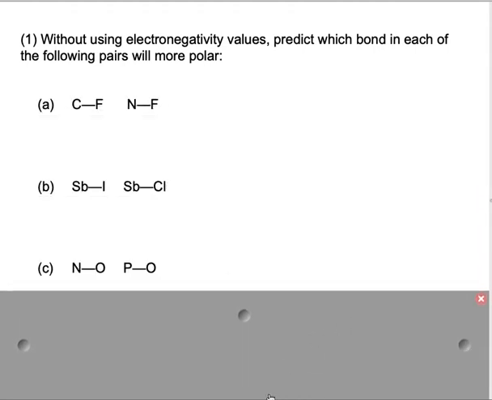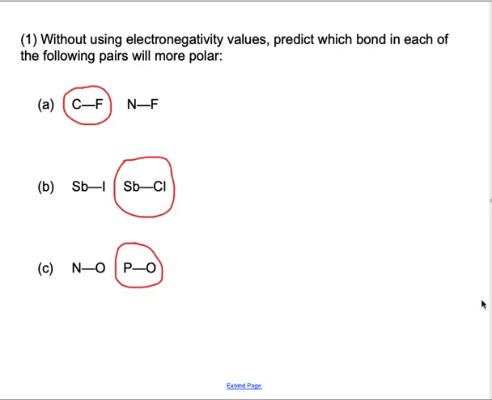Well, carbon and fluorine are further apart in the second period than nitrogen and fluorine, which means there will be a greater difference in electronegativity values. So I'll choose that as the more polar bond. Antimony and chlorine are further apart than antimony and iodine. That will be the more polar bond. And as you can see, phosphorus and oxygen are further apart than nitrogen and oxygen, so that will be the more polar bond there.